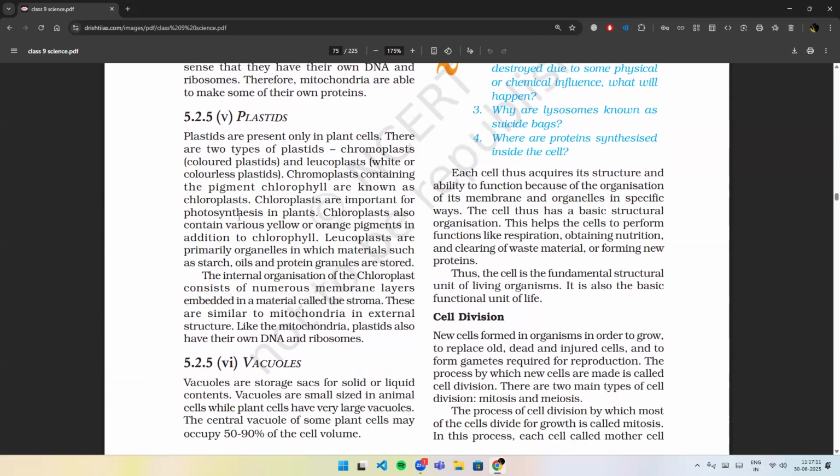Plastids. Plastids are present only in plant cells. There are two types of plastids: chromoplasts, colored plastids, and leucoplasts, white or colorless plastids.